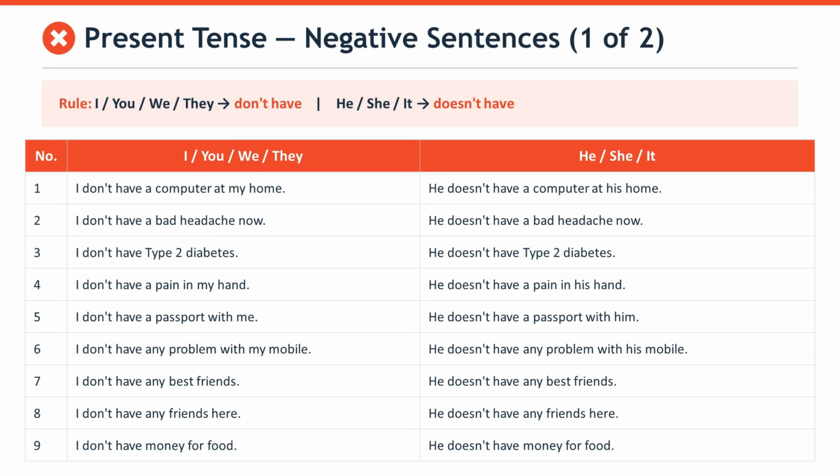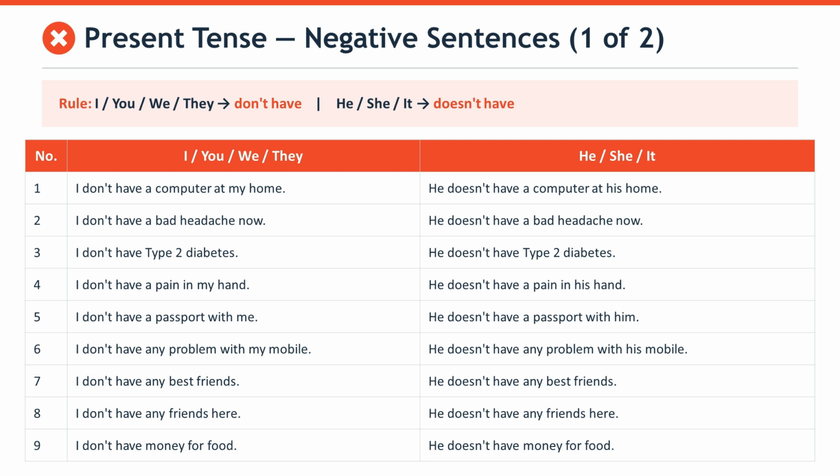Now let us learn how to make negative sentences with the verb to have. The rule is simple. For I, you, we, and they, we add don't before have. So it becomes don't have. For he, she, and it, we add doesn't before have. So it becomes doesn't have. Notice that we use have and not has after doesn't. This is very important. Let us see some examples.